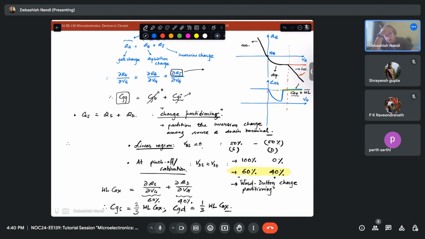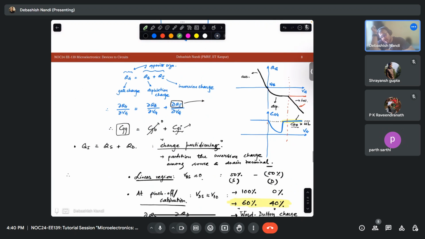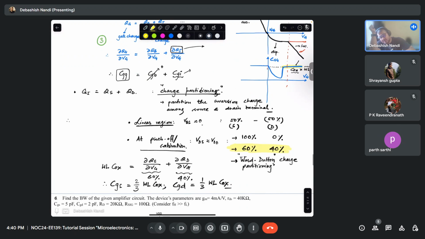So the concepts involved have to do with the profile of inversion layer charges, and then how you define your capacitances, and then how you partition your charges. So this concept is very important for the first-hand calculation of your CGS and CGD, which plays a critical role in determining your cutoff frequencies and your delays in your digital circuits.